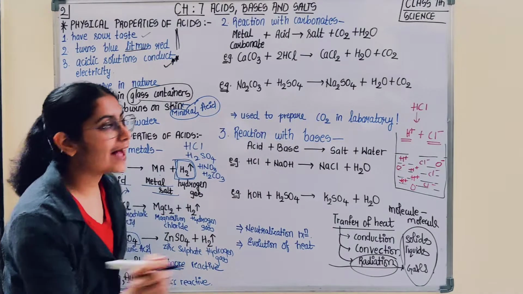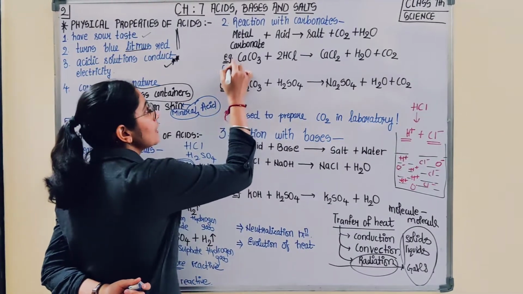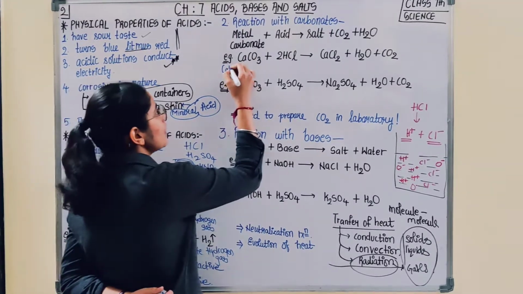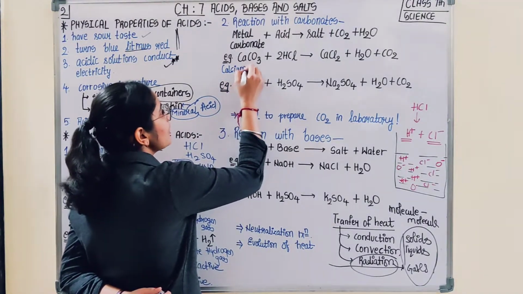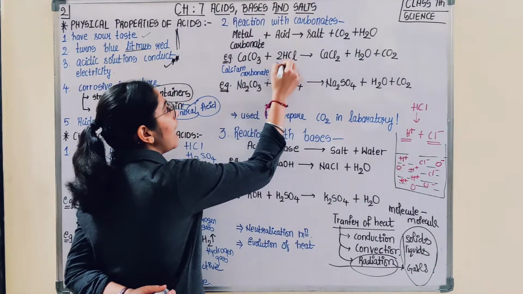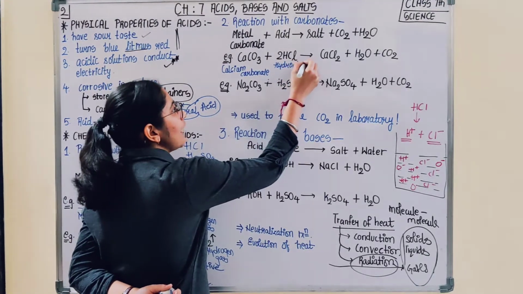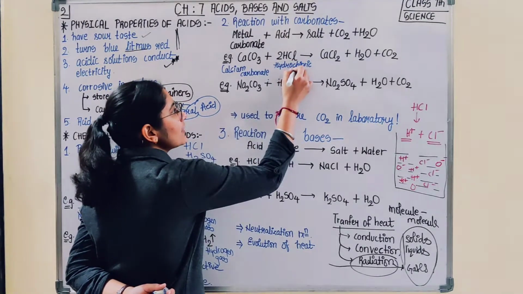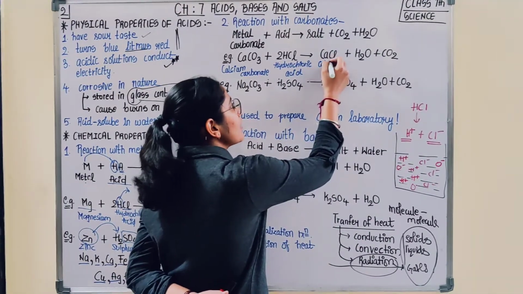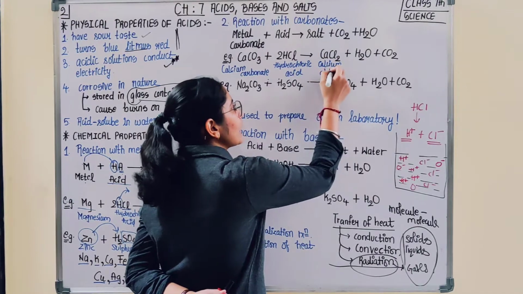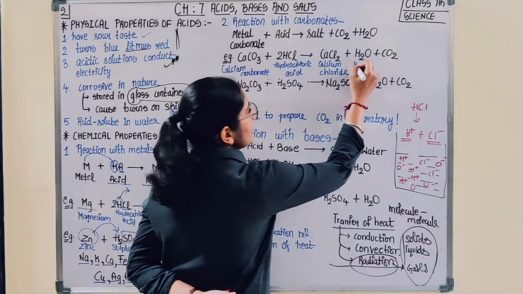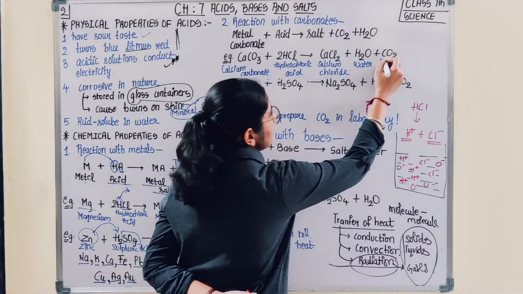Always have the habit to write the name of the compound, symbol, anything given, just below the reaction. So calcium carbonate reacts with hydrochloric acid to form calcium chloride. Now if you observe carefully, calcium chloride is a salt, along with water and carbon dioxide.